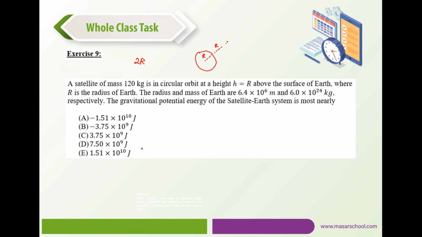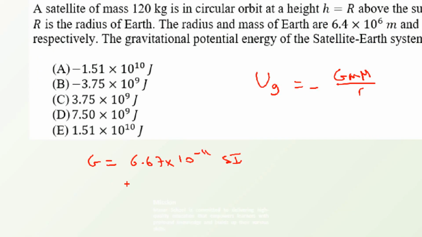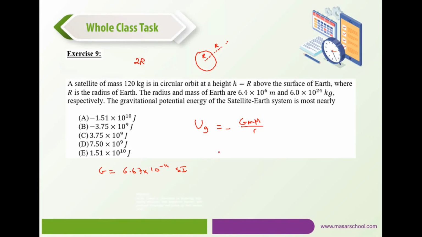The radius and the mass of Earth are given by that respectively. The gravitational potential energy of the satellite-Earth system is most nearly... here we're talking about the gravitational potential energy, not near the surface of a planet, but for a general case, where it is given by the negative of the fraction GMm divided by r, where G is the gravitational constant and is given by 6.67 times 10 to the power minus 11 SI, and usually this constant is provided in the equation sheet.